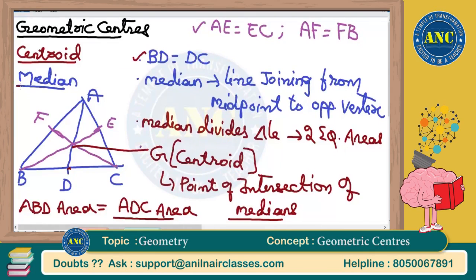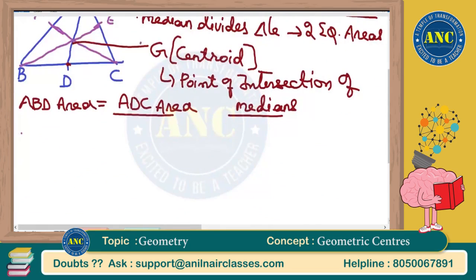Centroid. To discuss centroid, we should know what is a median. Take a triangle ABC, take the midpoint of a side, midpoint is D, BD is equivalent to DC, AE is equivalent to EC, AF is equivalent to FB. Line joining the midpoint to an opposite vertex is called median. Median divides the triangle into two equal areas. Next point.